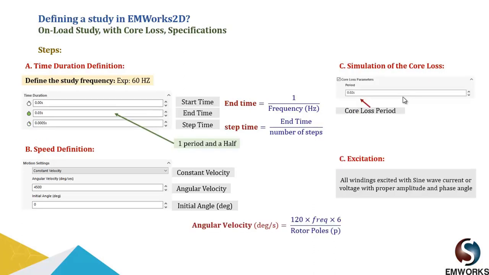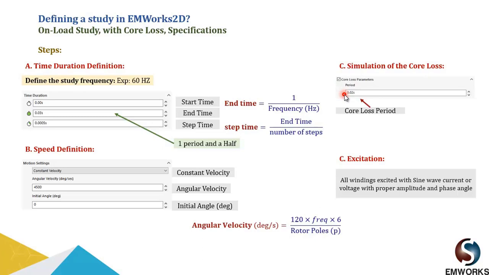Now if we move to the case of the on-load study, we will see that the time duration and speed definition are done in the same way as in the case of the no-load flux linkage study. However, we can set the end time to 0.03 seconds if you want to simulate 1.5 periods when adding the core loss effect. This is done by checking the core loss parameters when defining a study and setting its period to the original study period, which is equal to 1 divided by the frequency.